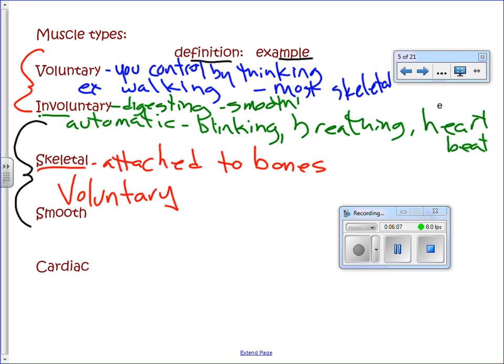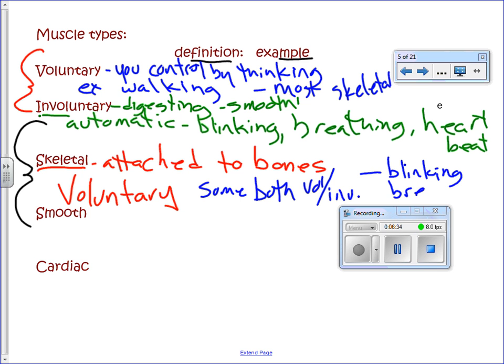That's actually where I was going to go next. There are a couple examples of skeletal muscle that are both voluntary and involuntary. It's mostly voluntary, but some are both voluntary and involuntary, and that would be blinking and breathing. Guys, you need to be writing this down.